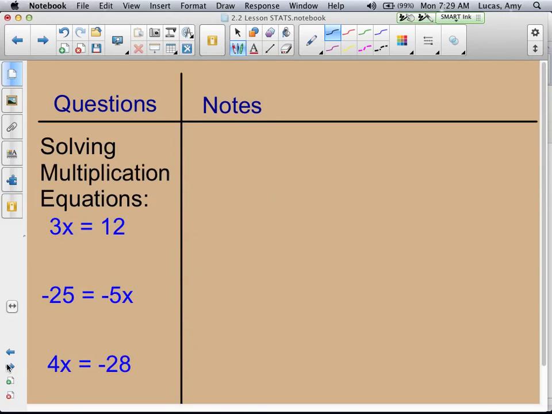All right, moving on. Solving multiplication equations. The inverse of multiplying is dividing. So on all of these problems, we will be dividing. Remember, your integer operations, your signs, when you are multiplying and dividing, if they have the same sign, the result is going to be positive, but if they have different signs, the result is negative.